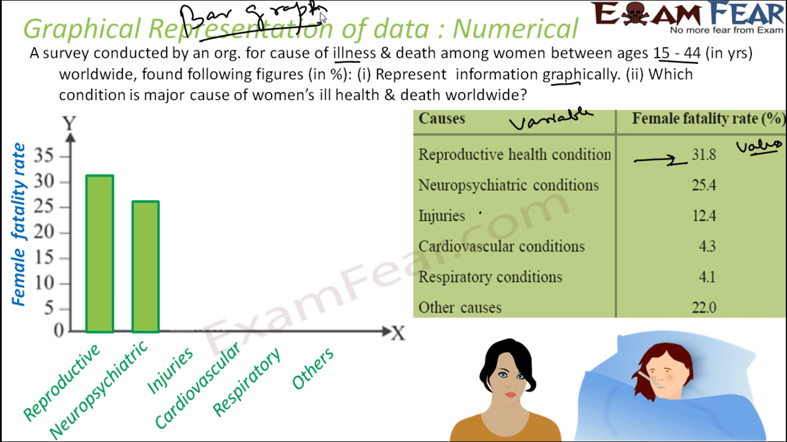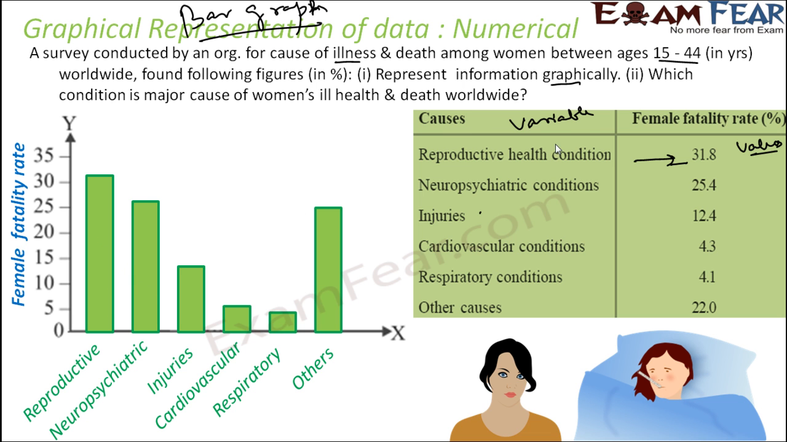Then neuropsychiatric condition 25.4, so I'll draw a bar of length 25.4. Then injuries 12.4, a bar of length 12.4. Cardiovascular 4.3, a bar of length 4.3. Respiratory 4.1, a bar of length 4.1, and other causes 22, a bar of length 22. Please note, the width of the bar is not important, only the length or height of the bar is important. The space is also not important.